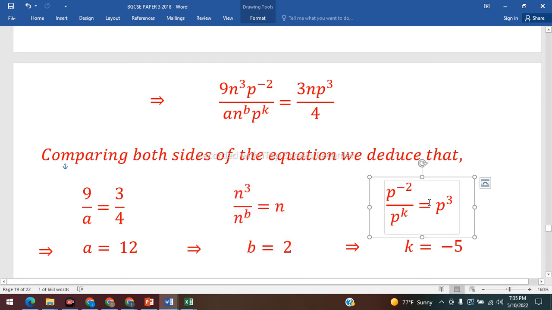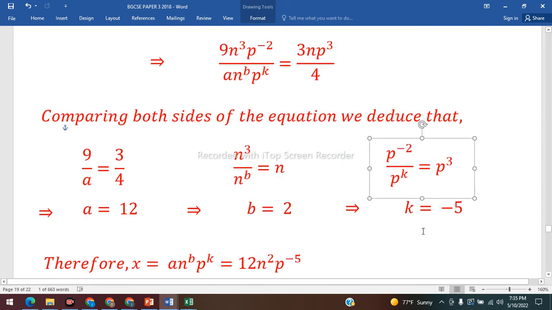Same thing for this one. What must k be to give me 3? It must be negative 5, because negative 2 minus negative 5 is what's going to give me 3. Again, negative 2 minus negative 5 gives me 3. So that means that a is 12, b is 2, k is negative 5.